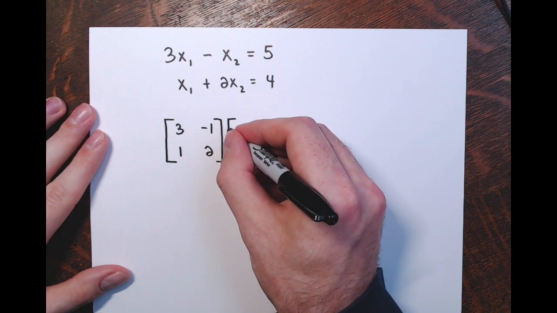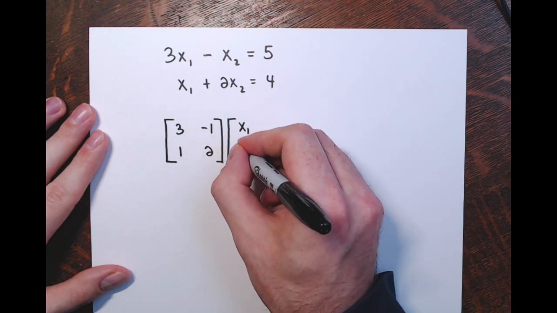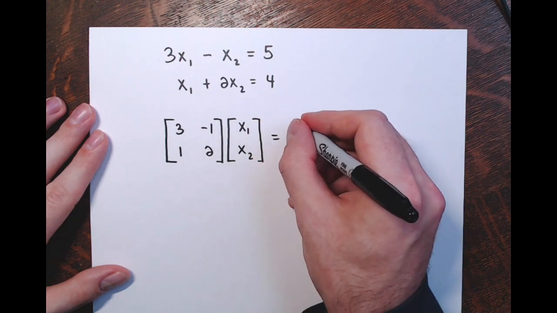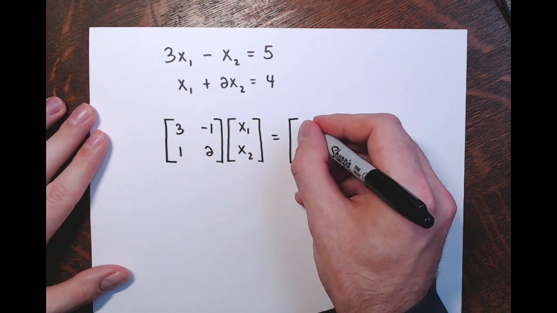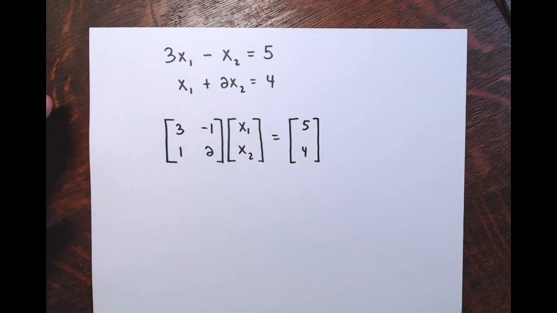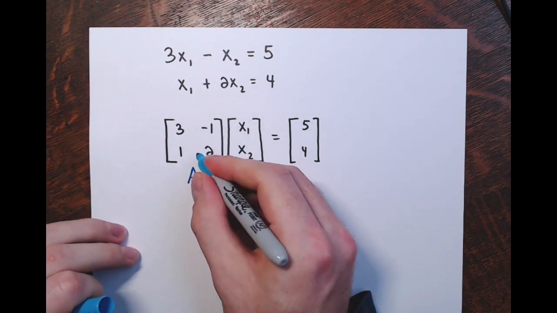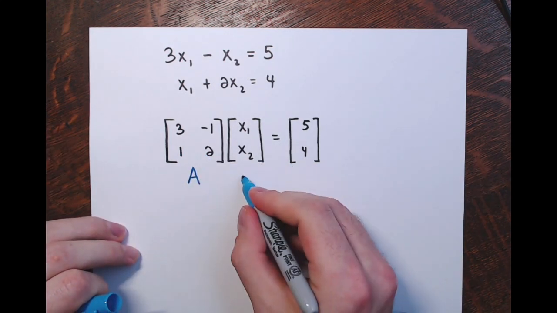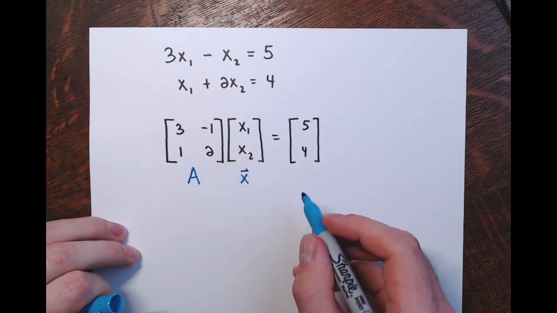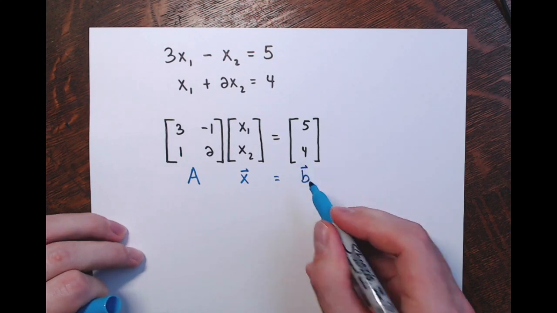Multiplied by the variable matrix, x1, x2. And this is equal to the matrix of constants, 5, 4 here. So this is in that form, matrix A, the coefficient matrix called A, times the variable vector, called x, equals the constant vector, called B.